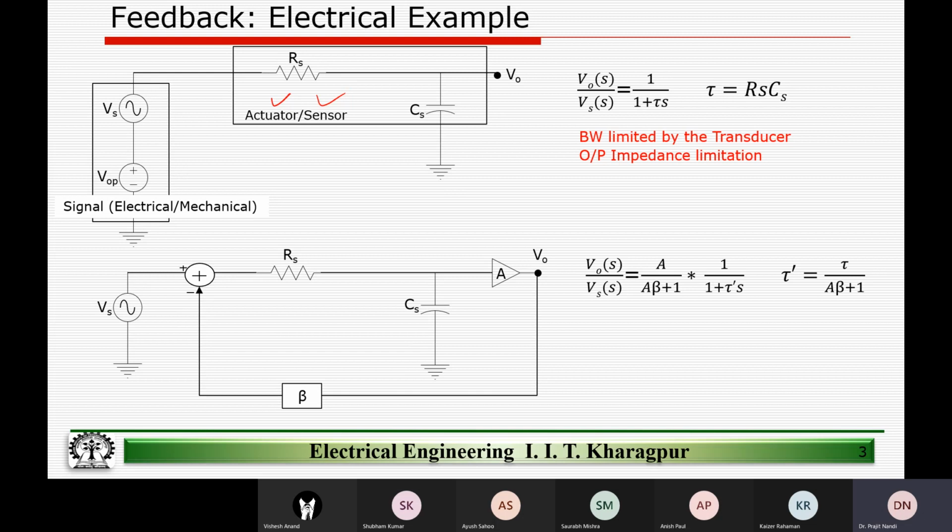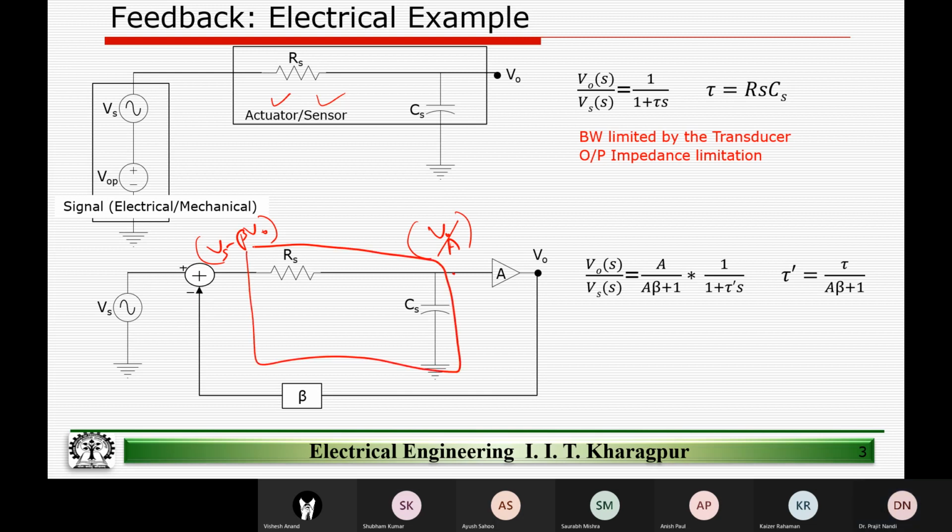Then if we look at the transfer function, this I have not derived, you people should be able to derive it, not a big deal, right? So the voltage here, this is V0, so the voltage here will be Vs minus beta times V0, right? And this will be V0 by A, right? So Vs minus beta times V0 and V0 by A, this we know, right?